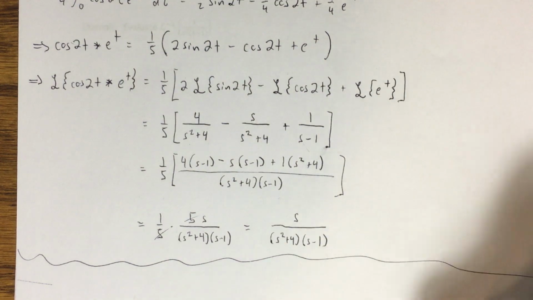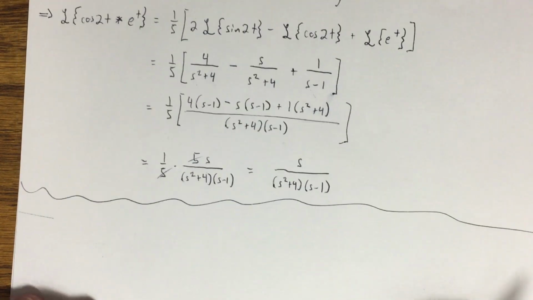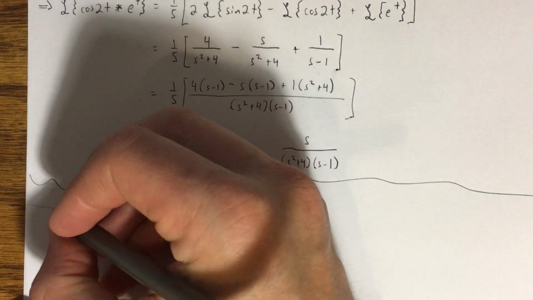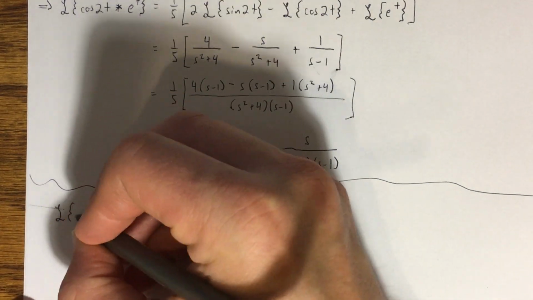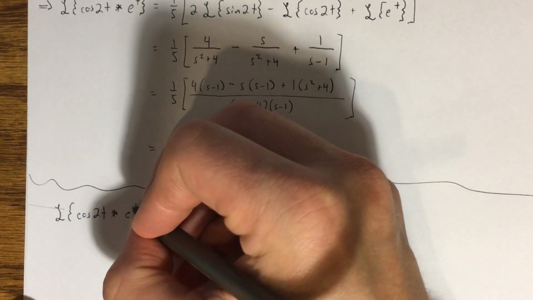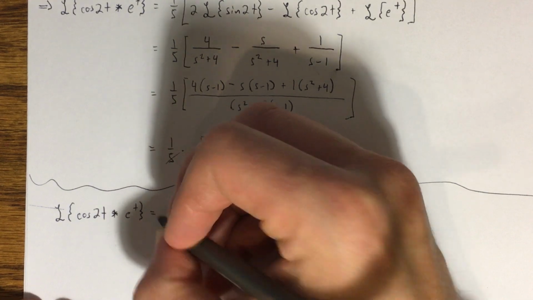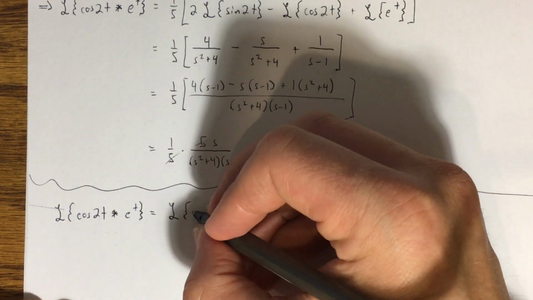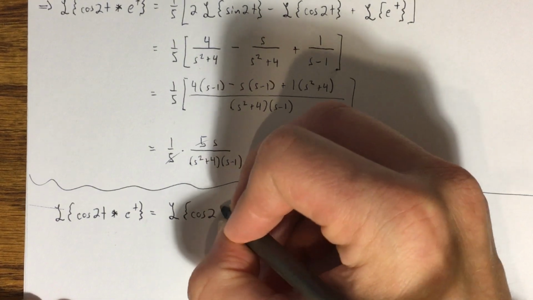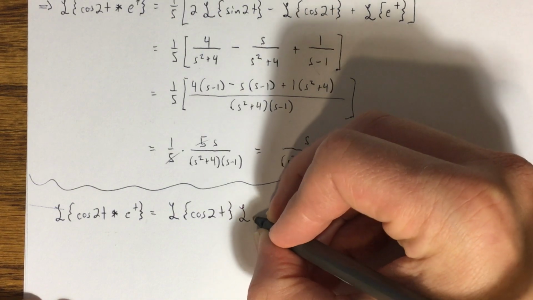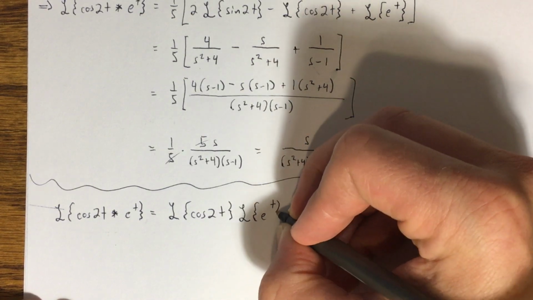Now, let's use the convolution theorem. You ready? Convolution theorem. So we have our convolution up here. The Laplace transform of cosine of 2t and its convolution with e to the t, according to the convolution theorem, is equal to the product of the Laplace transforms of each of those functions separately: the Laplace transform of cosine of 2t times the Laplace transform of e to the t.